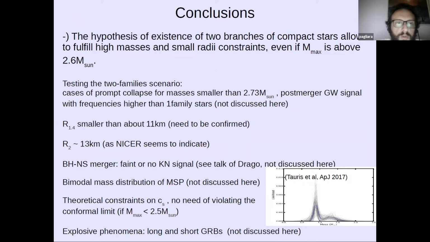Okay, so to go to the conclusion, we have this scenario of two families of stars. There are many implications of this, and we can interpret GW190814 as a quark star. And I conclude here, to maybe keep a question or two.